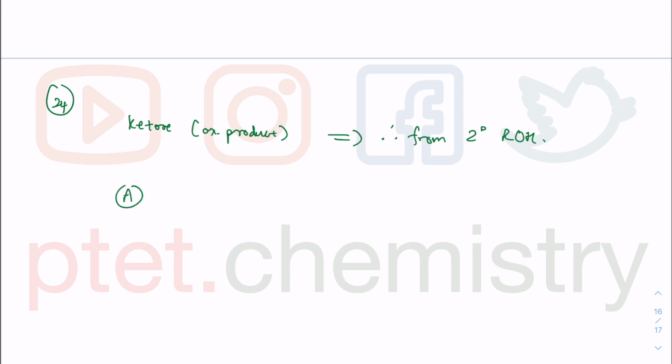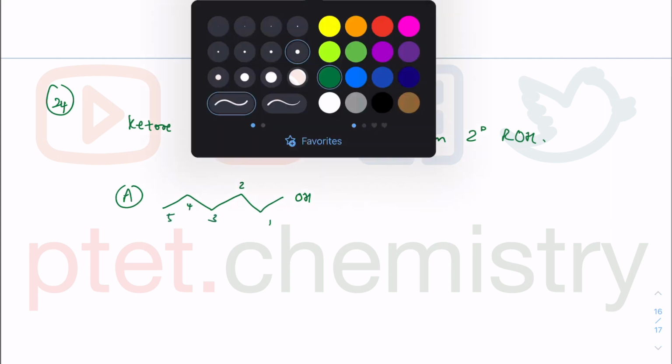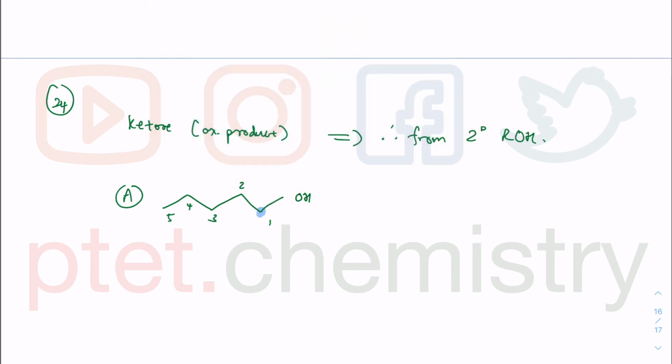So A is pentan-1-ol. Pentan-1-ol is 1, 2, 3, 4, 5. You can see that the carbon with the OH is bonded to one other carbon. This is a primary alcohol. When you oxidize it, you can get an aldehyde if you heat and distill.